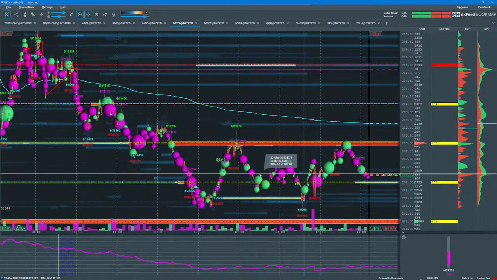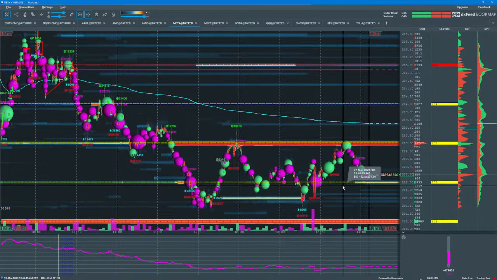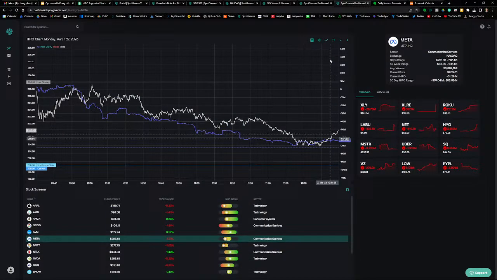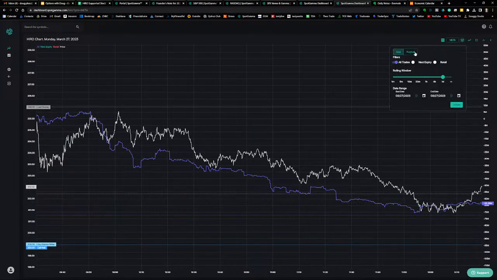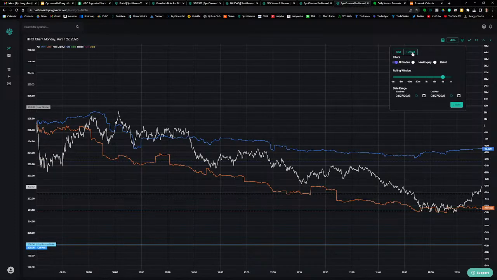All right, so there's a question in from RJ asking Meta, was it put buying for that drop? Let's take a look. So we'll go back to Hero. Let's zoom in again. We'll separate out puts and calls. So both, but primarily calls driving.